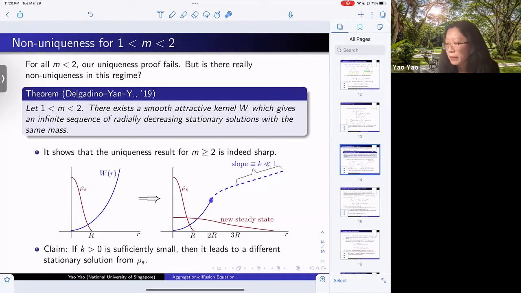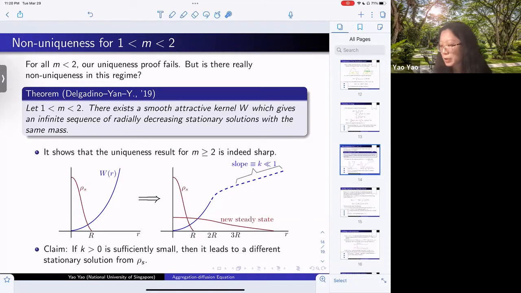So if we can modify the tail of the potential outside 2r into something that leads to a new steady state, then we have constructed an example that gives two steady states, right, with the previous one still being steady. So this is the main idea of the construction, how we go from one steady state to two. And once that step is done, you will see that going from 1 to 2 to infinity wouldn't be too hard. Okay, so now the question really boils down to how we get another new steady state that is different from rho s.